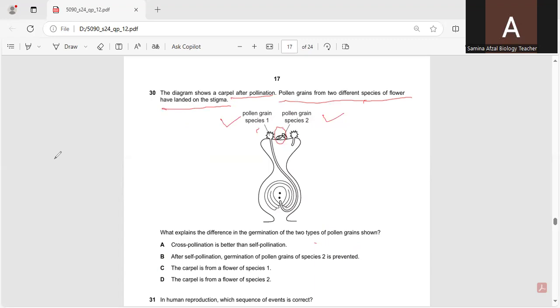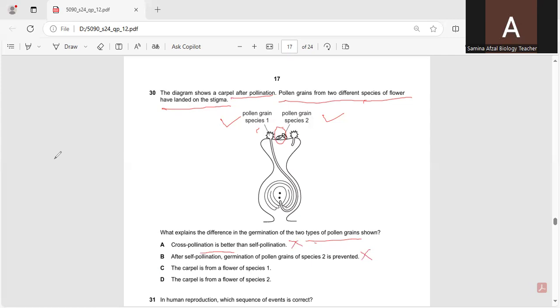Cross-pollination is better than self-pollination. We are talking about the growth of these pollen grains, the germination of these two types of pollen grains, so we are not talking about cross-pollination here. After self-pollination, germination of the pollen grains of species 2 is prevented. Again, this is not the correct option.